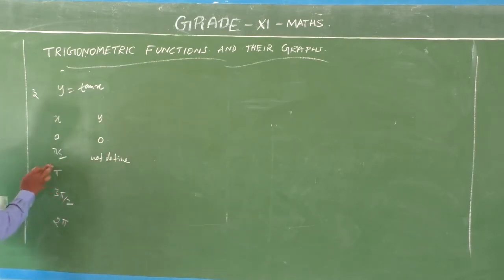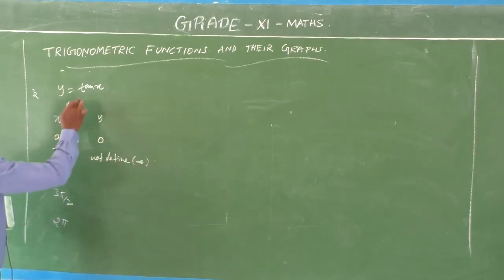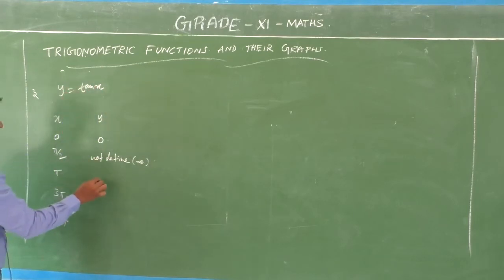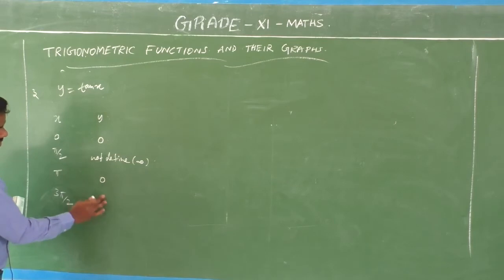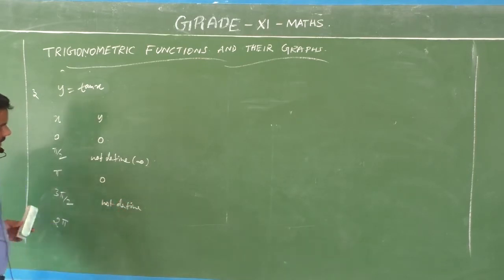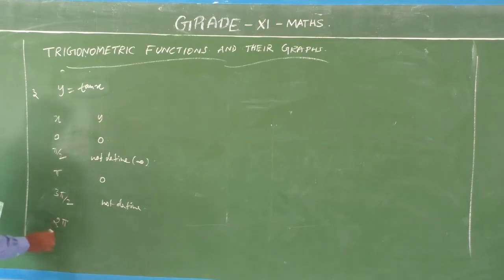Okay, right. Next, x equal to pi, then y is equal to tan pi, which is 0. And x equal to 3 pi by 2, then tan 3 pi by 2 is infinite, that is not defined. Next, x equal to 2 pi, then y equal to tan 2 pi, and the tan 2 pi value is 0.